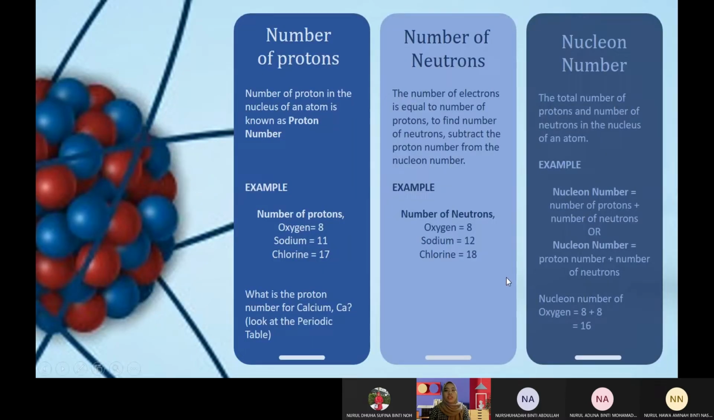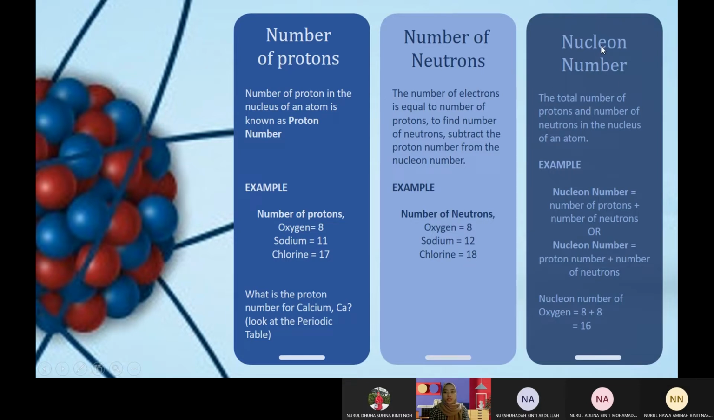So now we continue with the number of neutrons. The number of electrons is equal to the number of protons. So to find the number of neutrons, subtract the proton number from the nucleon number. For example, the number of neutrons for oxygen is 8, sodium is 12, and chlorine is 18.